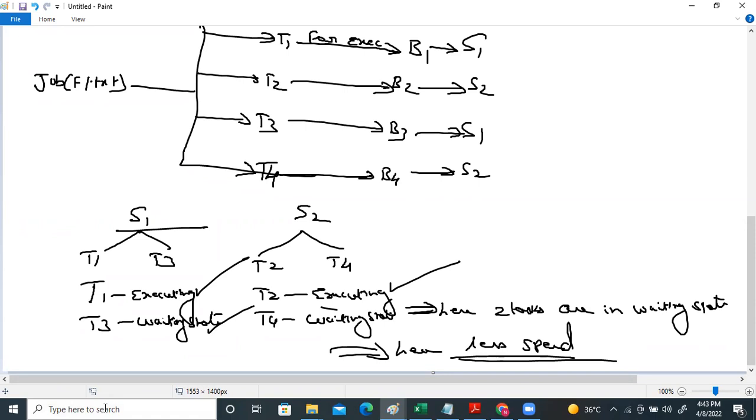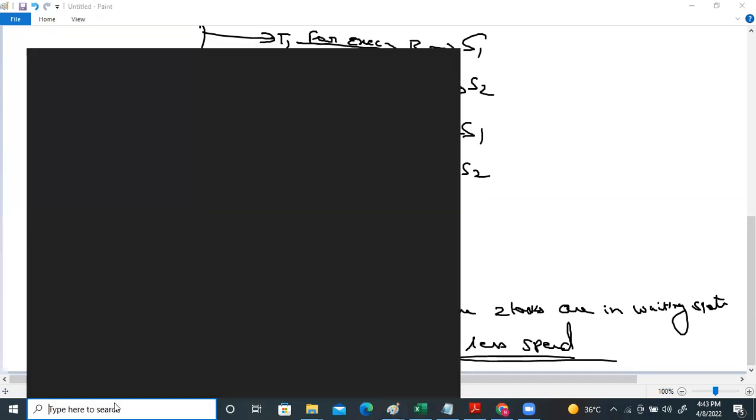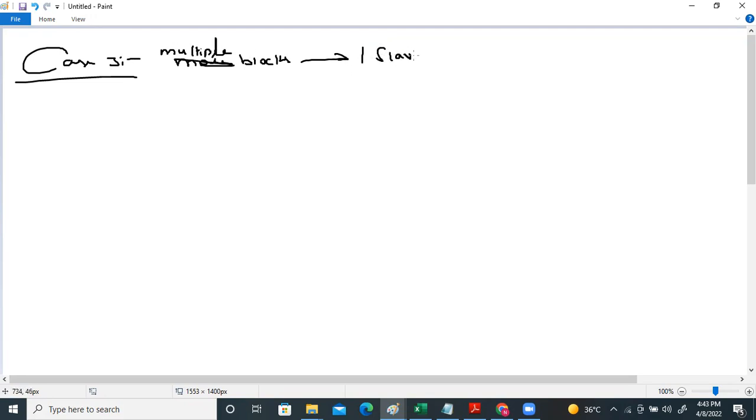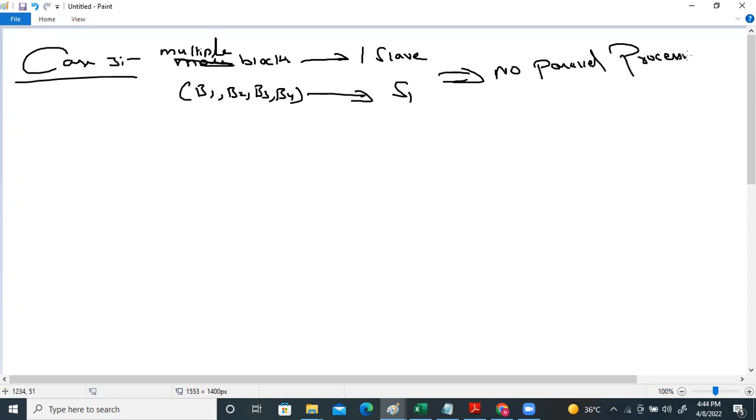Now observe this case 3. More blocks or multiple blocks, but only one slave, that is S1. No parallel processing.